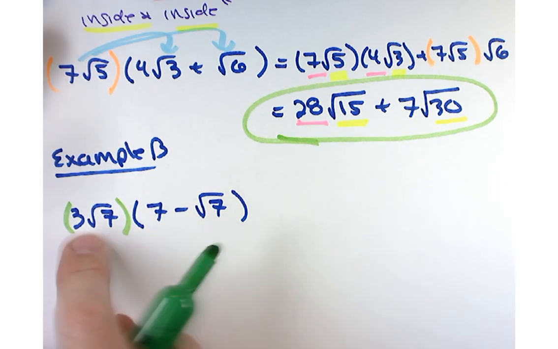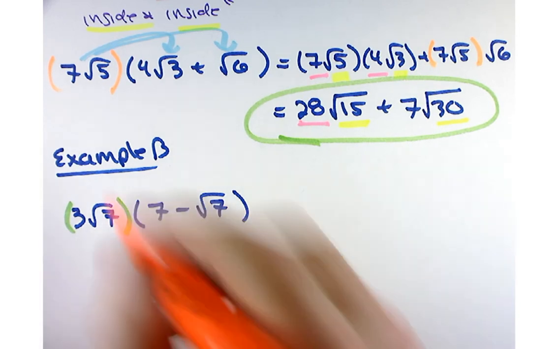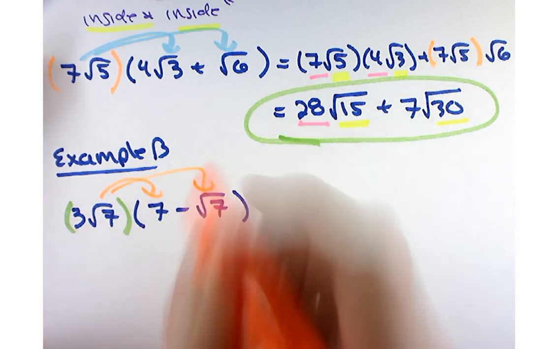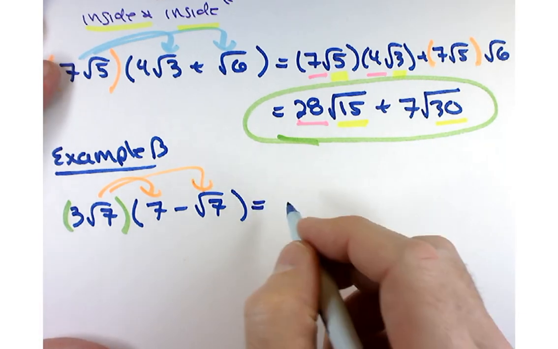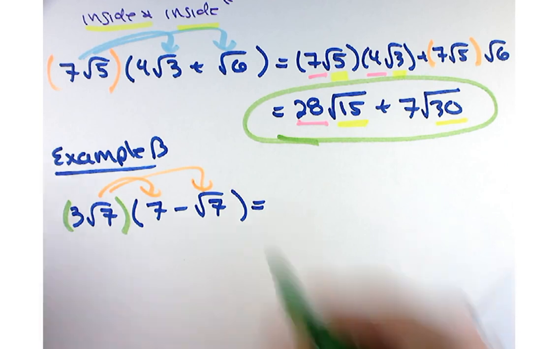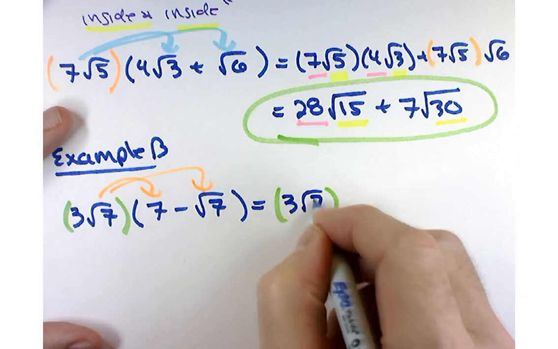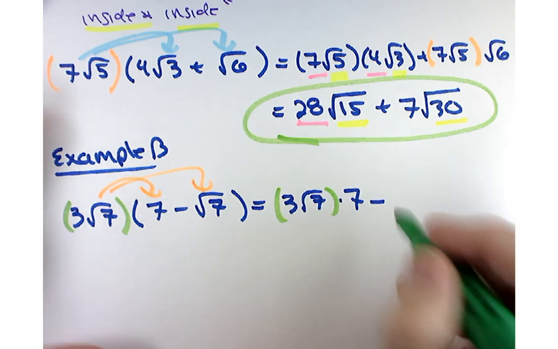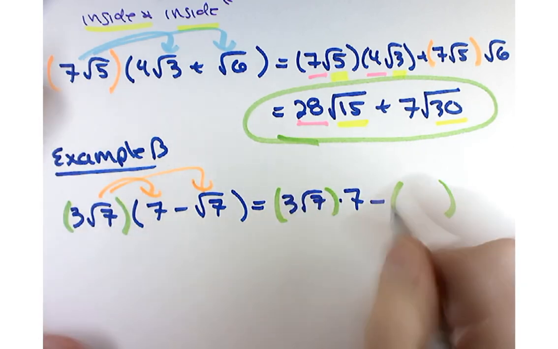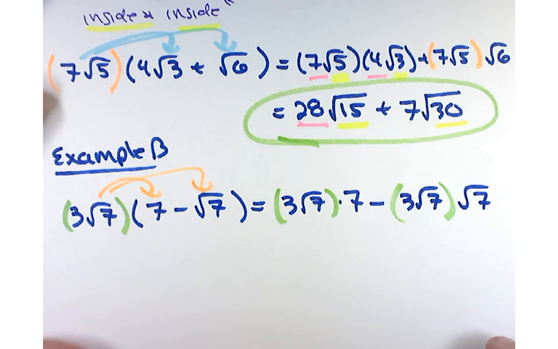This whole thing is one term, and that's going to have to distribute itself to both of these terms. So this, and then times this. Now I will do it all out, like I did the previous example one more time. So it's going to be 3 square roots of 7 times 7, then the minus, and then 3 square roots of 7 again, this time times the square root of 7. But you're still going to stick with those outside and inside products.